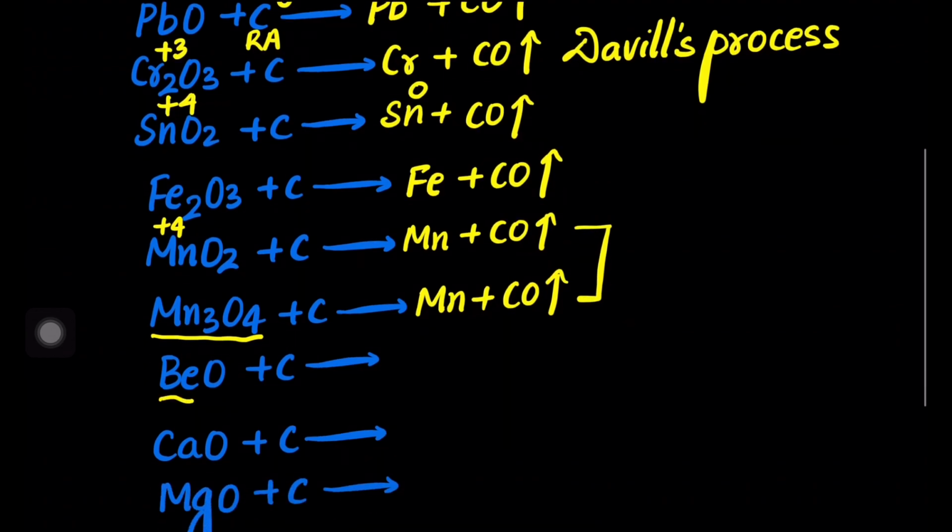Now we have beryllium oxide. This is also amphoteric. With carbon it forms beryllium and CO. This is used in the extraction of beryllium.